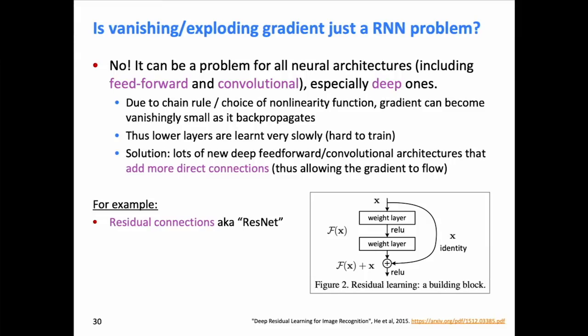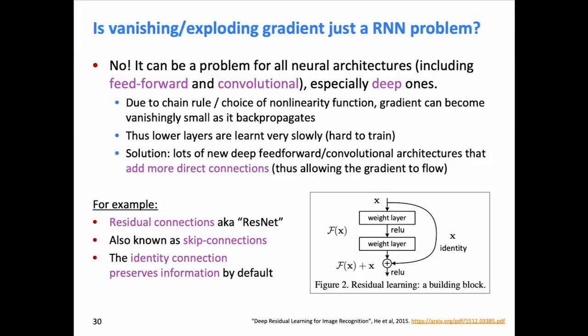So the reason why this is a good idea, also known as skip connections, is that the identity connection is going to preserve information by default, right? So if you imagine perhaps you initialize your network and you initialize your weight layers to have small random values, then if they're small and close to zero, you're going to have something like a noisy identity function, right? So you're going to be preserving information by default through all of your layers. And if you have a very deep network, that means that even after many layers, you're still going to have something like your original input.